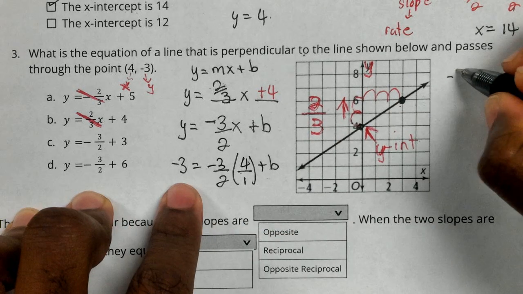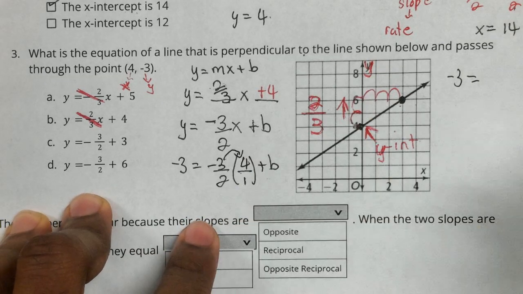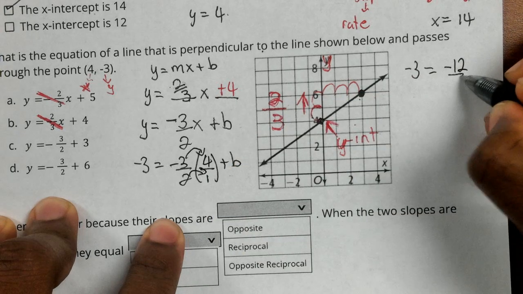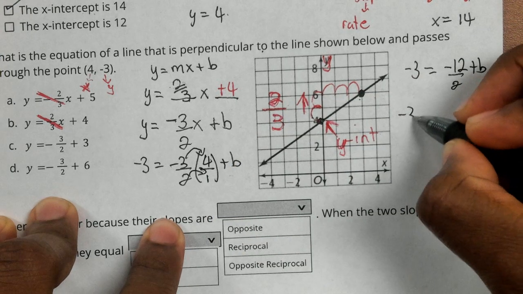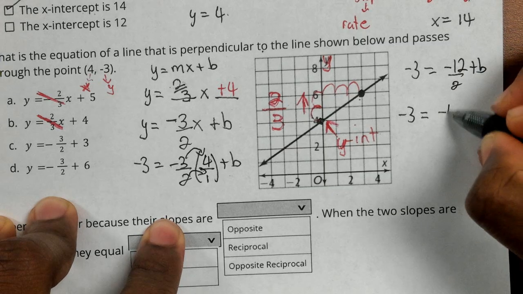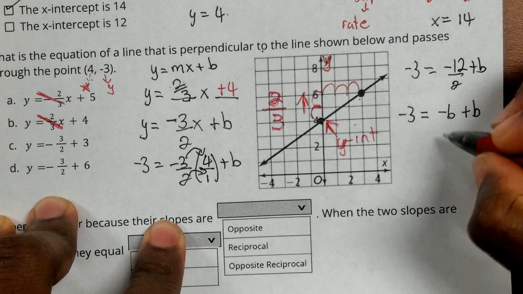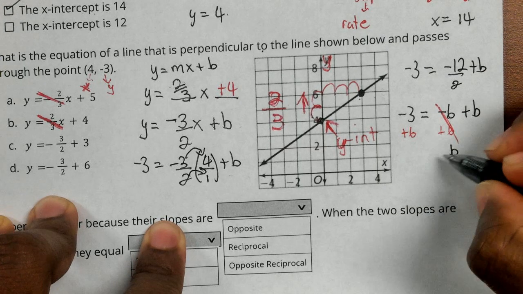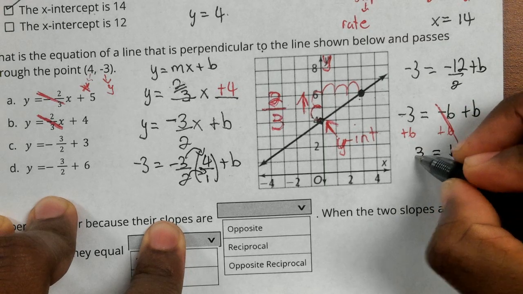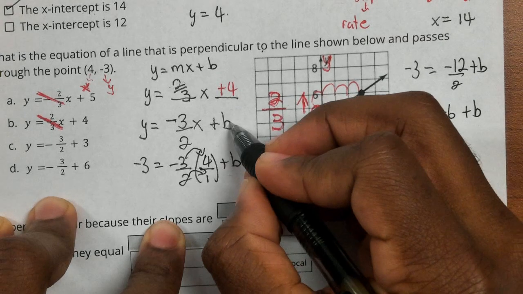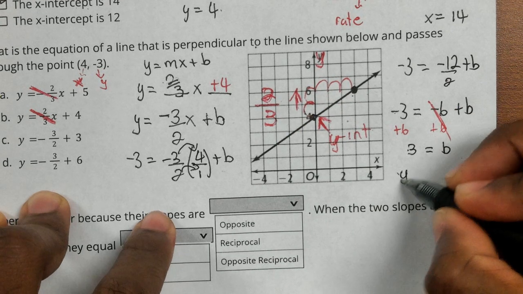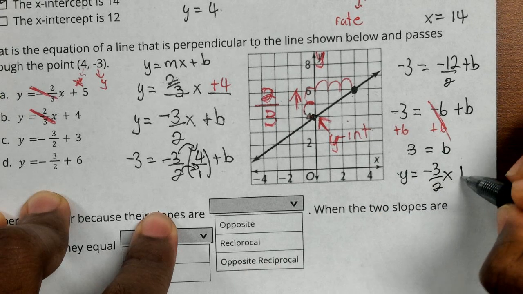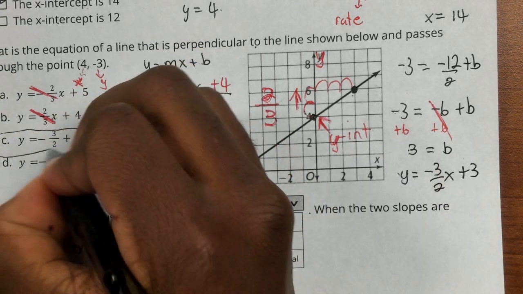So now the negative 3 I would bring down. The negative 3 and the 4 I multiply, and I would get negative 12. The 2 and the 1 I'll multiply, and I get 2. So now I have negative 3 equals negative 12 divided by 2, which is negative 6, plus b. Then I add 6, that gets canceled, and b is equal to negative 3 plus 6, which is positive 3. So the positive 3 replaces the b right here. So my answer would be y equals negative 3 over 2 x, and instead of plus b, I write positive 3. So this would be my result.